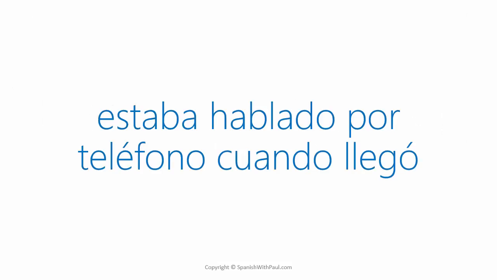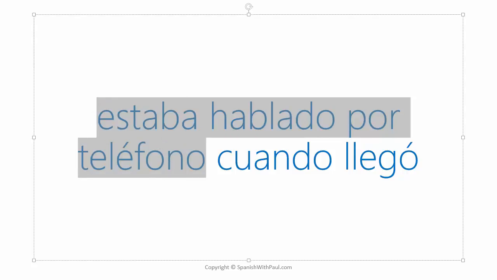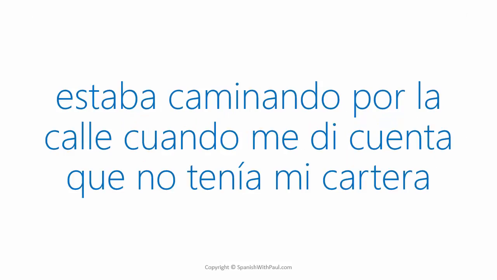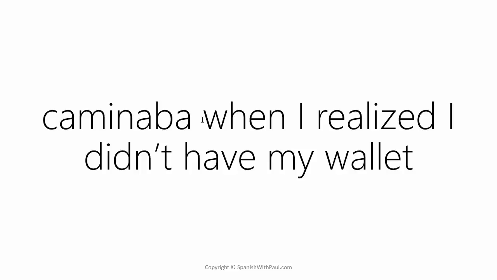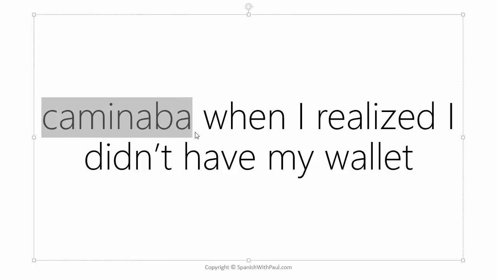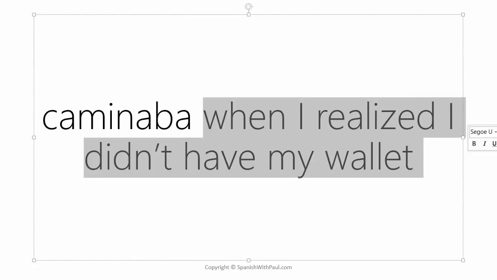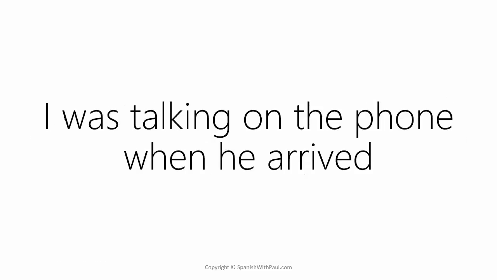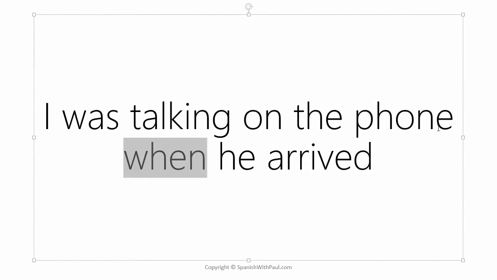So we would have, estaba hablando por teléfono, I was talking on the phone. Cuando llegó, when he arrived. You can see how I have the same structure. For example, we had here, I was walking down the street when I realized I didn't have my wallet. Okay, so scene and action separated by when. And here's the same thing. I was talking on the phone when he arrived. Here we have the scene. Here we have the action separated by when.